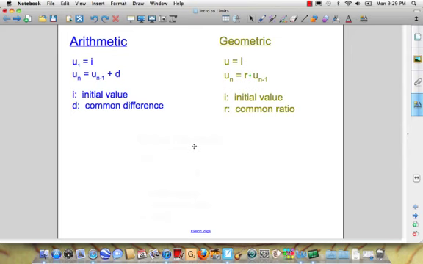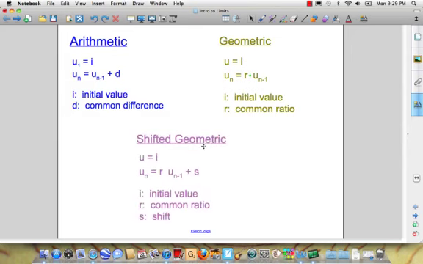All right, the new type of sequence is called a shifted geometric sequence. Again, I'm missing a 1 here. We start at some initial value. There should be a 1 right here. So I'll call the first term I, and then to get any term, what you do is you multiply the previous term by the common ratio, and then you add some amount, which I'm calling the shift.